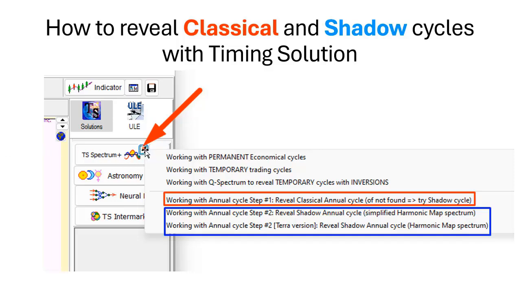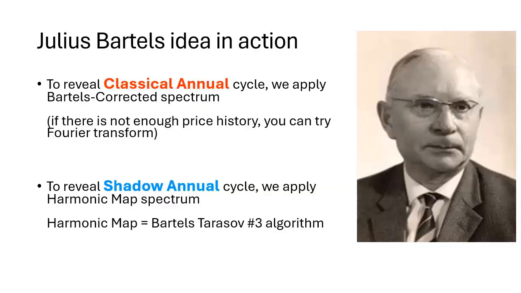You see, there is this button that allows you to reveal classical and shadow annual cycles. I will show you how to do that. Clicking this button, you will get a menu with different ready templates. This is actually the technology we recommend. This is actually a continuation of Julius Bartels' idea. To reveal the classical annual cycle, we apply a corrected Bartels, but if there is not enough price history, maybe it's better to switch to the Fourier transform algorithm. It's possible in Timing Solution.